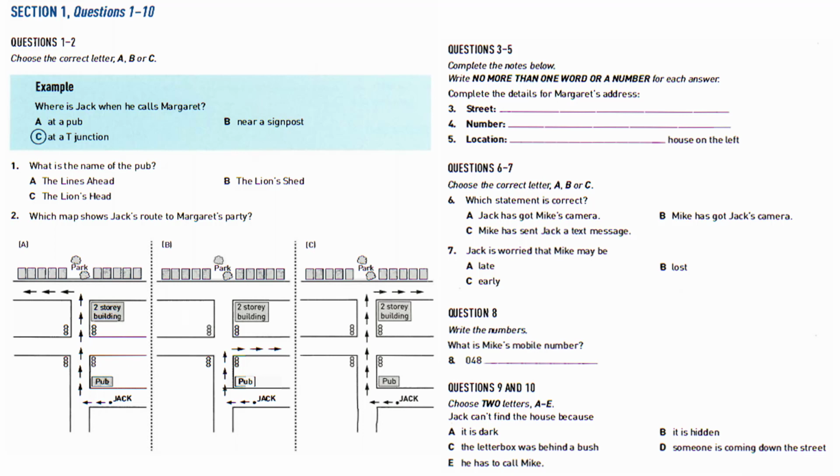Jack says he is at a T-junction, so you choose C, at a T-junction. Now we shall begin. You should answer the questions as you listen, because you will not hear the recording a second time. First, you have another chance to look at questions 1 to 5. Now listen carefully and answer questions 1 to 5.